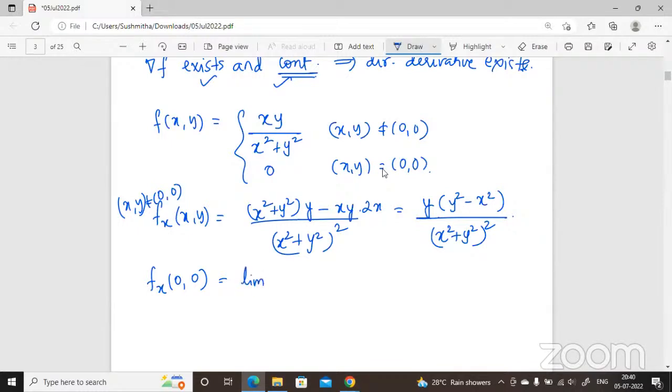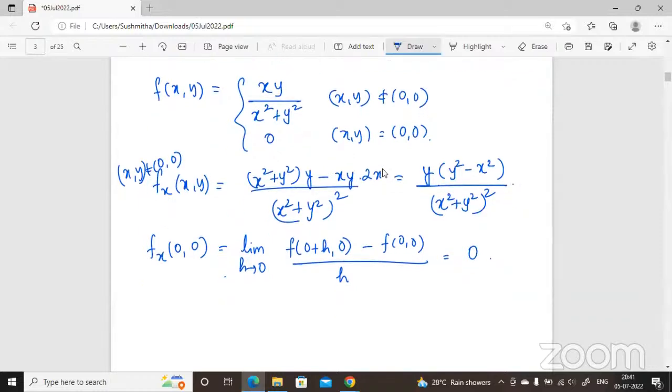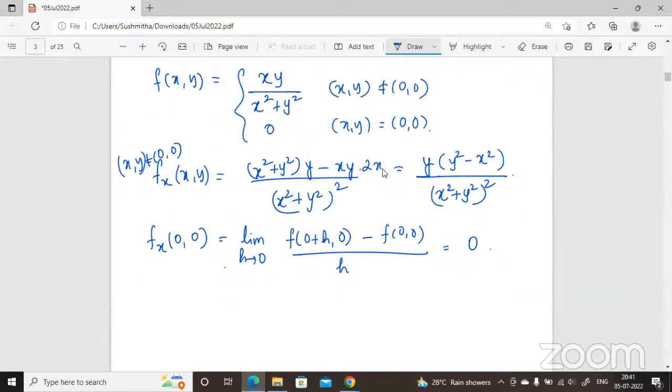Here we should go by the definition, right? Yes. H goes to 0. F of 0 plus h comma 0 minus f of 0, 0 by h. So f of h comma 0. So that's going to be 0, right? Yes. So now the partial derivative fx exists.